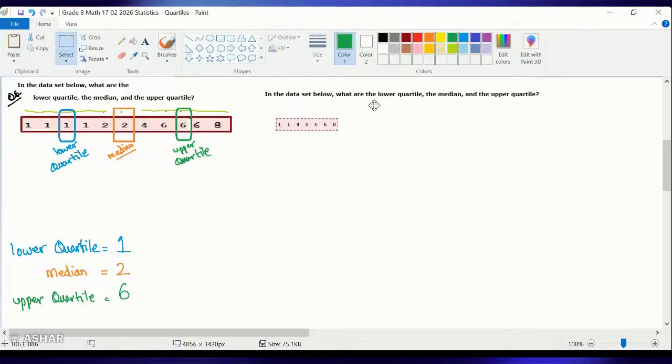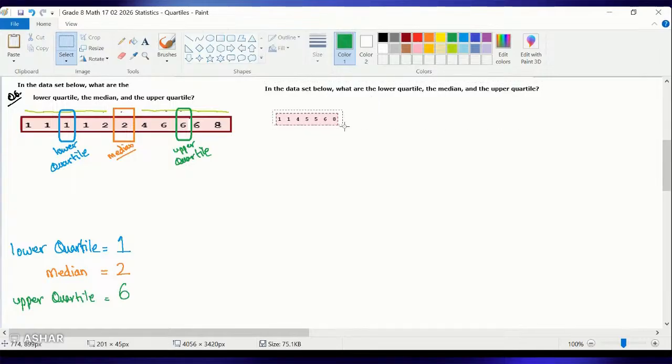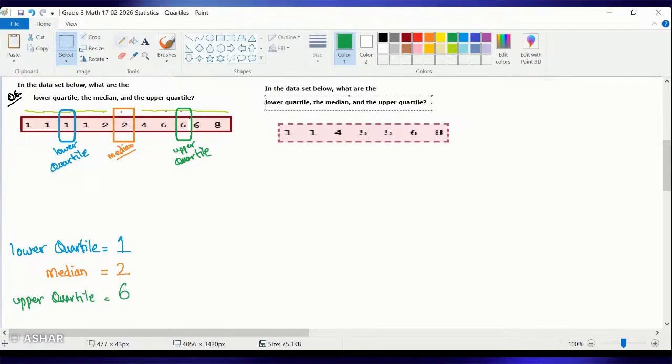Question number 7. In question number 7, this is the information that has been provided to us, and we need to find the lower, upper, and the median, okay? How many values are there? 1, 2, 3, 4, 5, 6, 7 values. We know that if we have 7 values, then the middlemost value should be the 4th value, because the 4th value would allow us to have 3 values on the right and 3 values on the left.